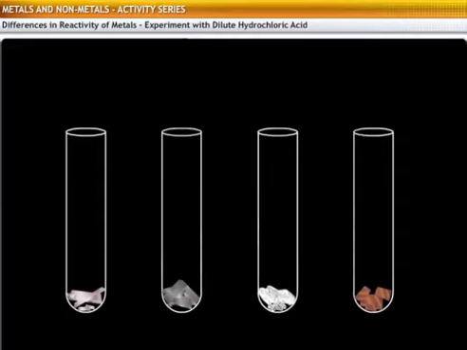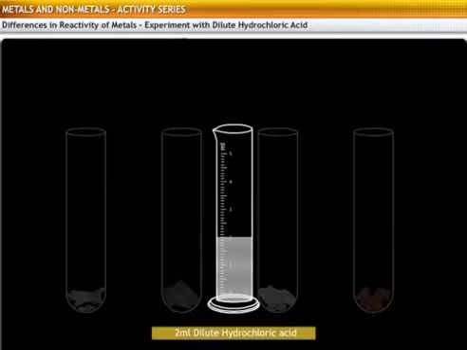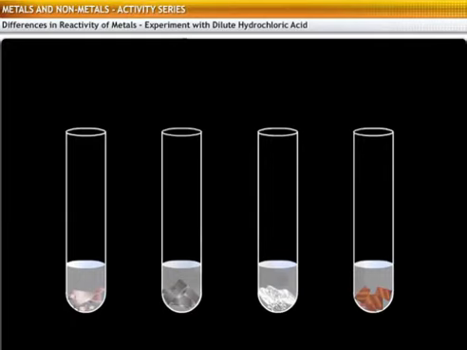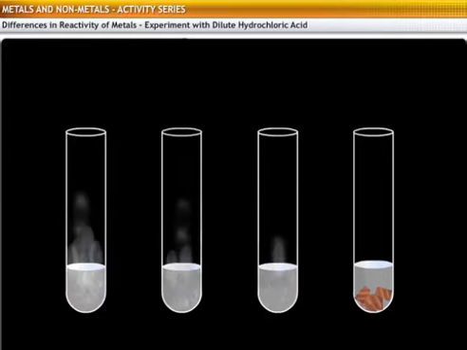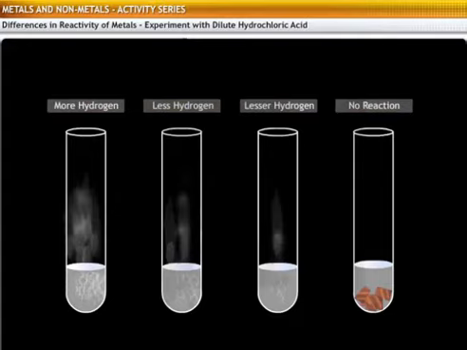You can observe the differences in reactivity of various metals through an experiment. Take samples of 4 metals: sodium, magnesium, calcium, and copper in different test tubes. Add 2 ml of dilute hydrochloric acid or sulfuric acid to each of these samples. The reaction of the acid with the metal will yield a salt and hydrogen gas in each test tube. However, you will notice that the rate at which the gas is liberated in each test tube is different.